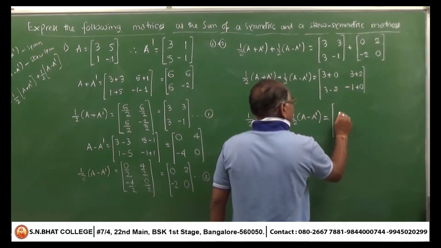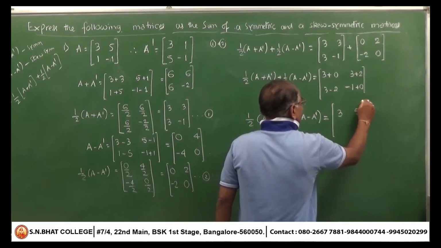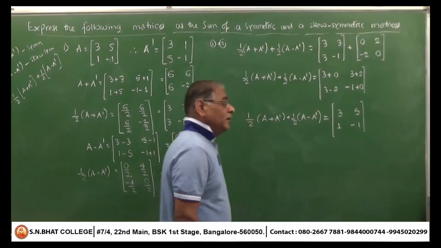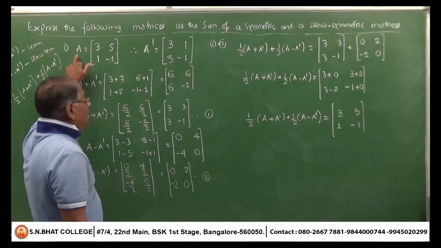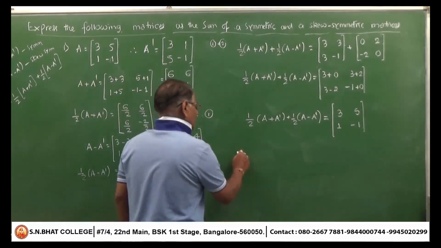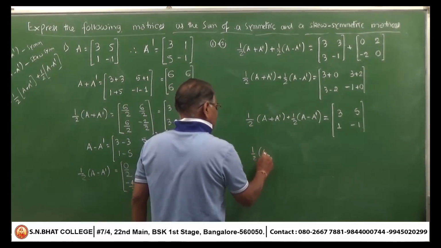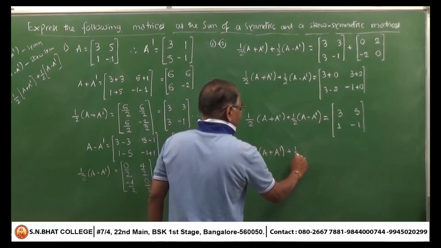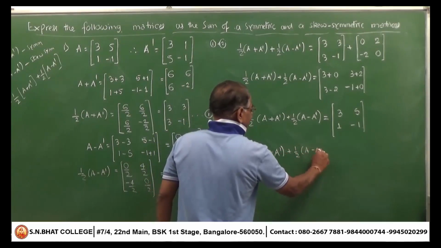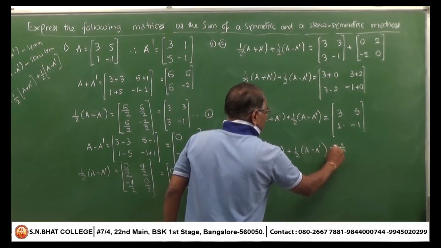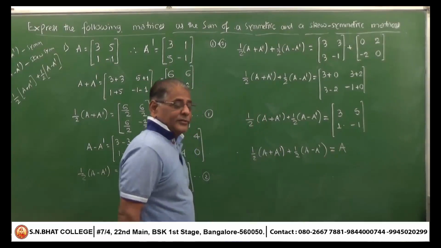3 plus 0 is 3. 3 plus 2 is 5. 3 minus 2 is 1. Minus 1. This is nothing but matrix A. That matrix is nothing but A. Therefore, half into A plus A transpose plus half into A minus A transpose is nothing but the matrix A.